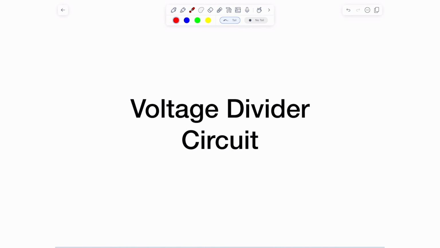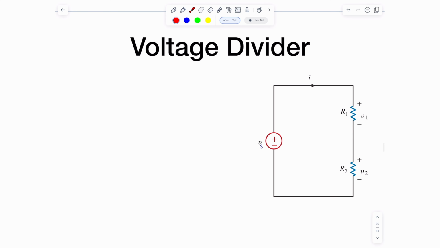The voltage divider circuit technique is an extremely useful and very simple technique that applies when resistors are connected in series. So let me show you how it works. In here I have a circuit that is a single loop composed of a voltage source and a couple of resistors. Specifically, these resistors are connected in series, and that's what I'm interested in.